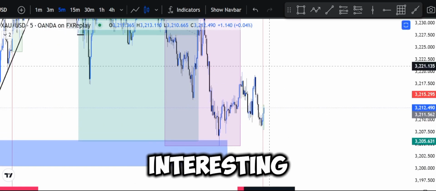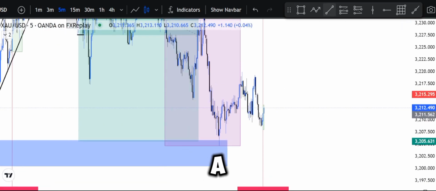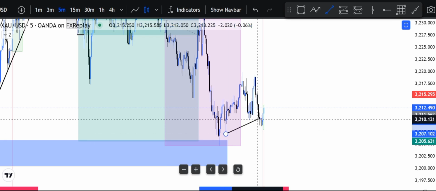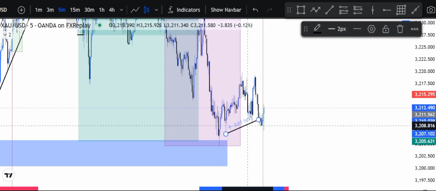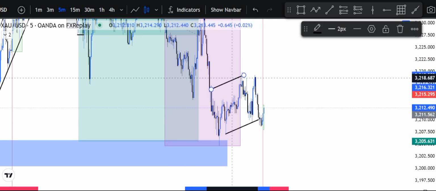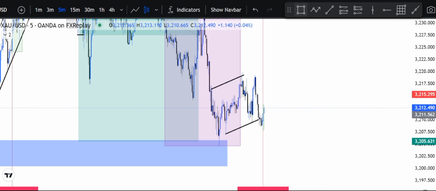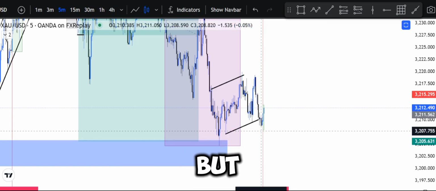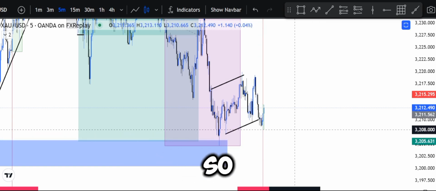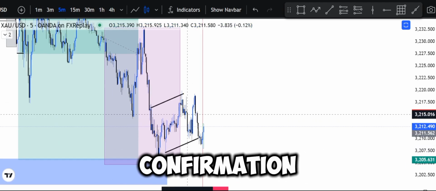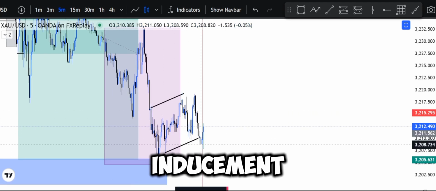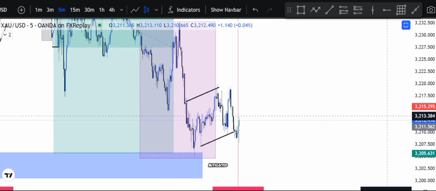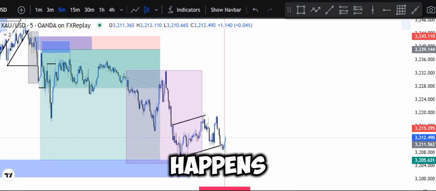This is interesting because we have build up. Unfortunately, this demand is mitigated. I would have taken this one, but you can see this week ruined it. So let's wait for further confirmation. It is built up inducement into the demand, I would say, but this one is mitigated already. Let's see what happens.